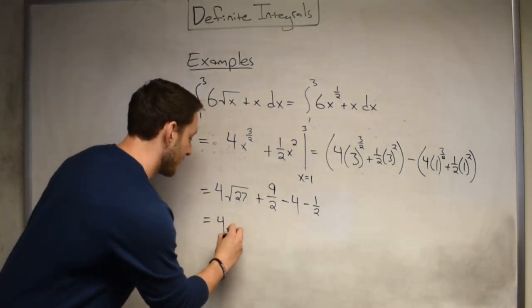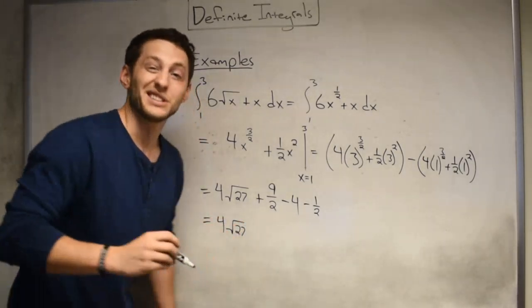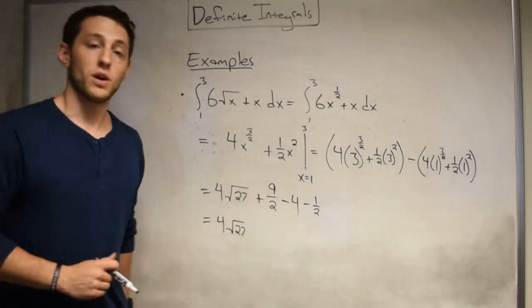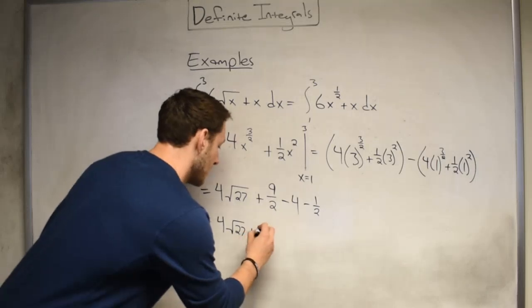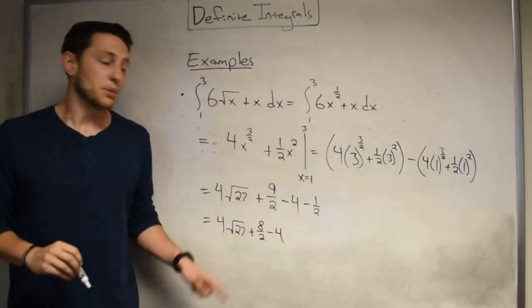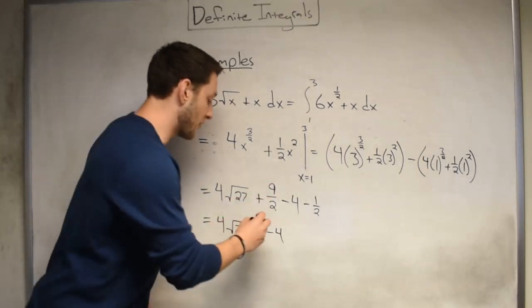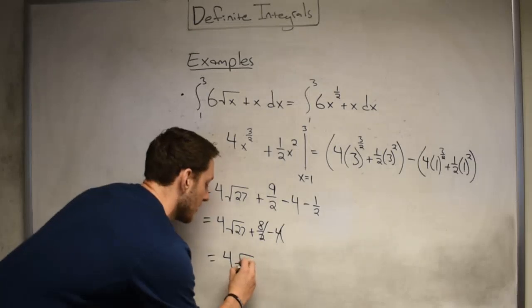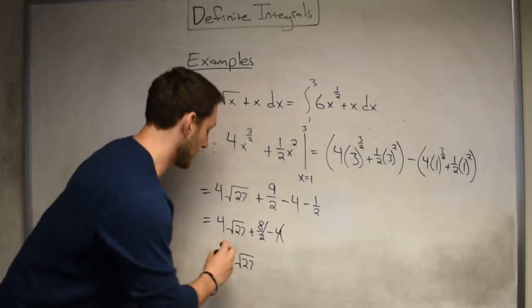Upon simplifying, that 4 times the square root of 27 isn't really doing anything. We have to leave that as is. But 9/2 minus 1/2 gives me 8/2 minus 4. But 8/2 is just 4, so we have 4 minus 4. They cancel, and therefore our answer is 4 times the square root of 27.